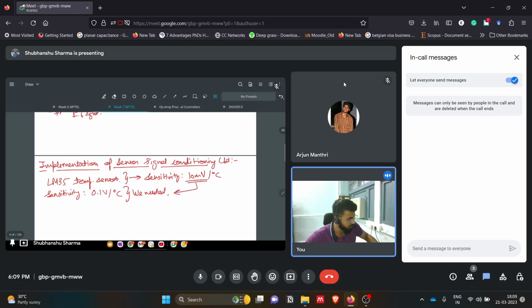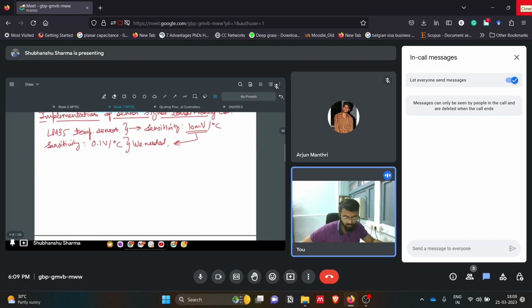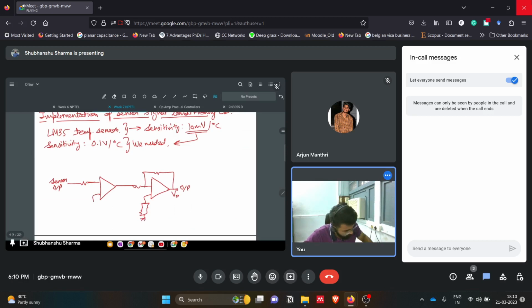So in order to change the sensitivity to 0.1 volt per degree Celsius, what we did, we realized using a signal conditioning circuit. Whatever the sensor output we were getting, we pass it through two inverting amplifiers. So this was the output, this was V naught. Here we can use the bias current compensation for both the op amps. So here we were getting a gain of -1 at the first op amp.